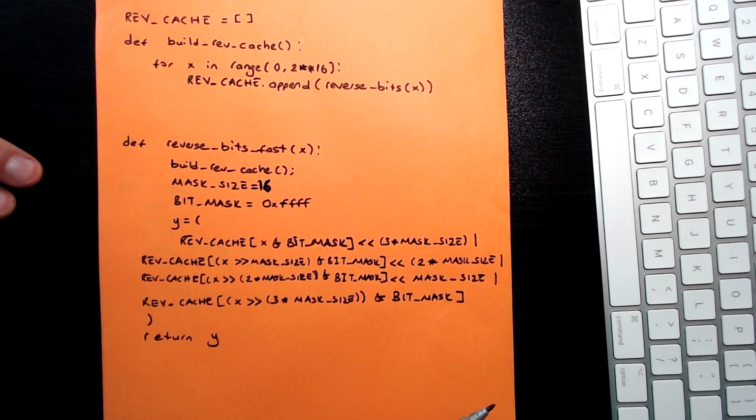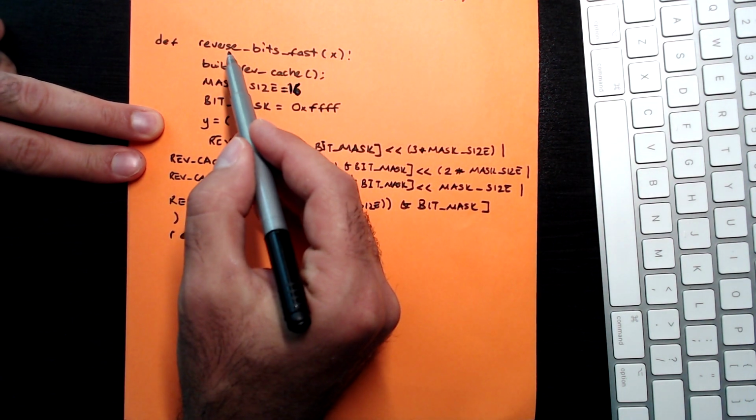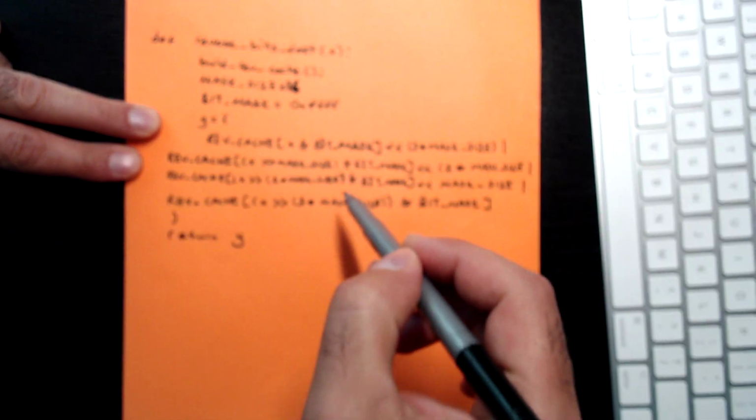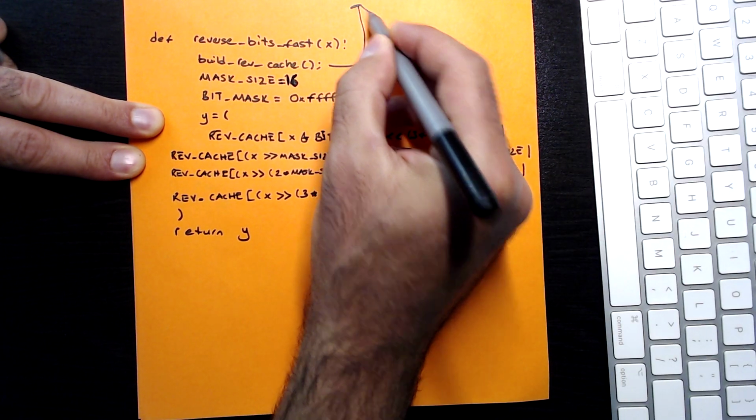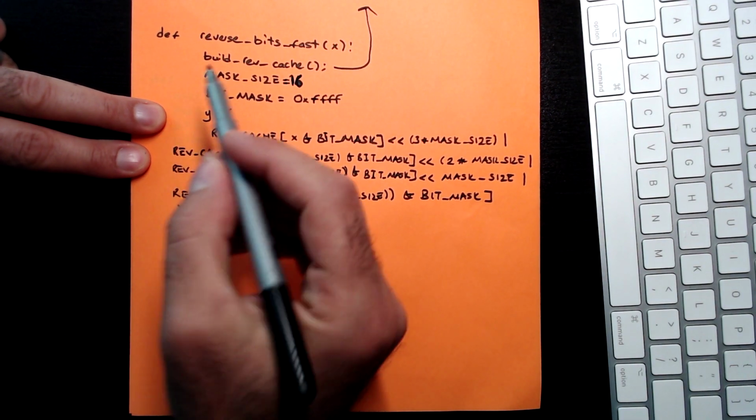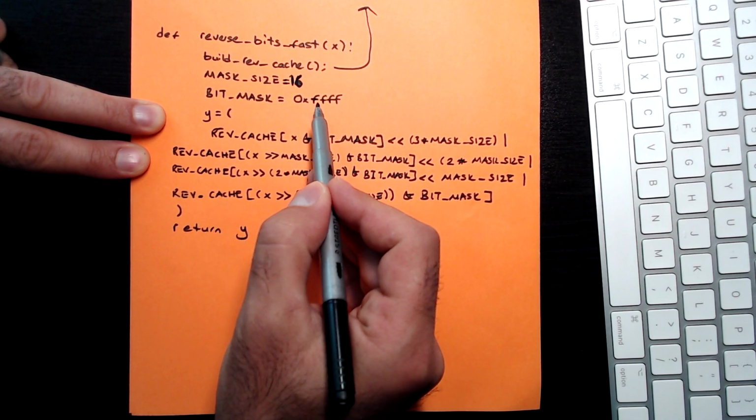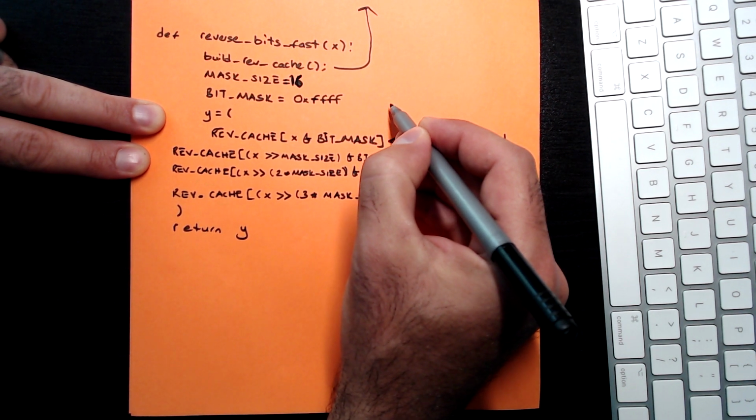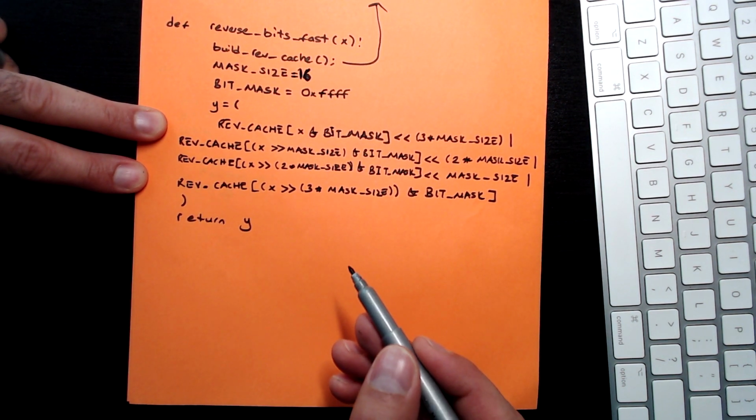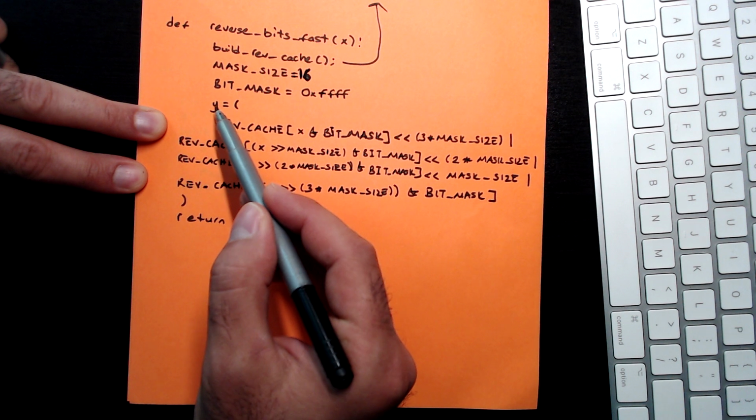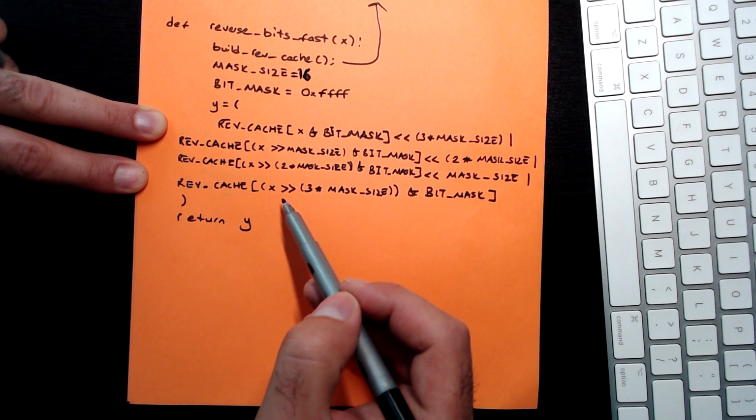That's all. And we have this function which is given in the book, right? The name in the book is different, but at the end it's the same method. The first thing we do is call this function to populate our cache. Mask size is 16, I will explain why. And the bit mask is again 16 bits. This is basically 16 ones in hexadecimal, and it's a very simple function where we have the variable y, which is constructed through looking up the caches.